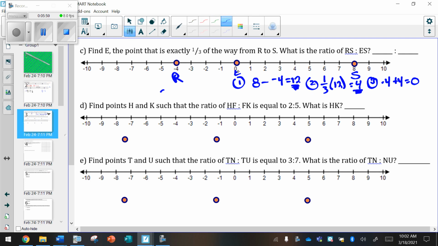Now on a graph, we could count, but we're not always going to have a graph. But now that we know where point E is, now we can answer the question for the ratio. Ratio of RS, which we already counted was 12, to ES, 1, 2, 3, 4, 5, 6, 7, 8. And then that ratio would reduce down, reduced by 4, it would be 3/2.